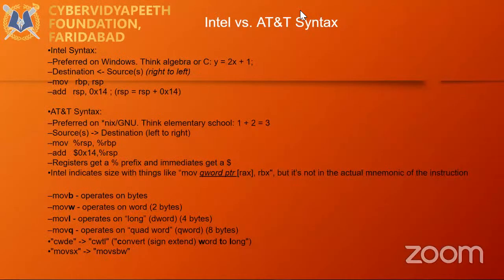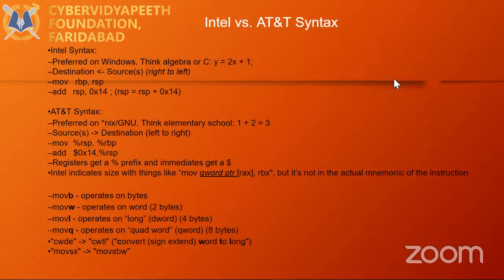Now here's something extremely important and interesting. Let's talk a little bit about Intel versus AT&T syntax. So Intel syntax is preferred on Windows, and it's like basic algebra. You do y equals x plus 1, something like this, right? Where destination is written first and then the source, right to left. An example is mov RBP, RSP, which basically means take the value stored inside RSP and put it inside RBP.